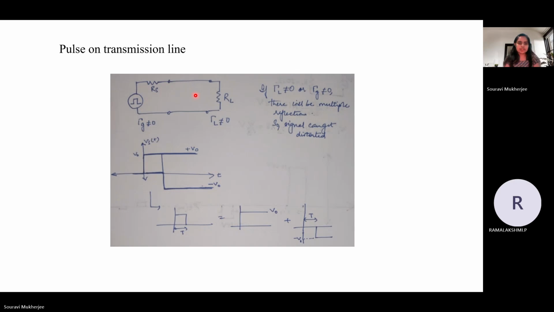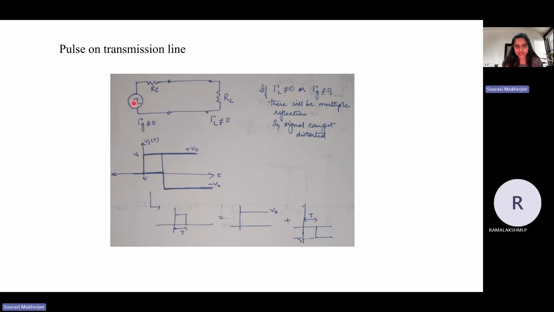Okay, so to understand that, let us look at this case where you have some pulse signal that is being transmitted along the transmission line. And here the reflection coefficient at both the load end and the generator end is non-zero. So that means there is some impedance mismatch. Okay, so there will be multiple reflections that will happen, and the signals can get distorted. We'll see how much and how we can calculate that distortion.